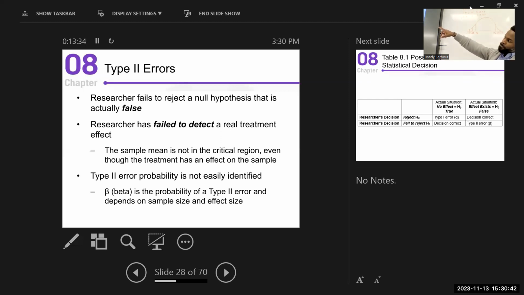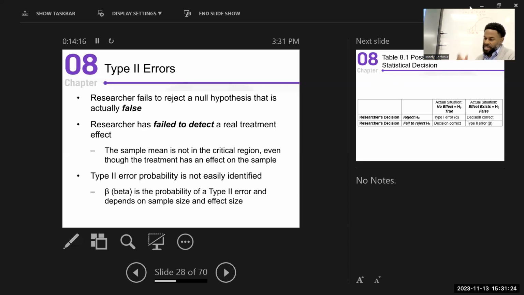Type 2 error, again, is the probability of a type 2 error. So beta, we did the alpha level for type 1 error. Our beta is the probability for a type 2 error. It depends on your sample size and on your effect size. Your sample size is just how large the sample is, from 1 to infinity. Your effect size depends on the difference between your sample mean and your population mean. So your effect size is the size of that effect, the size of that difference. What is the size of that difference?